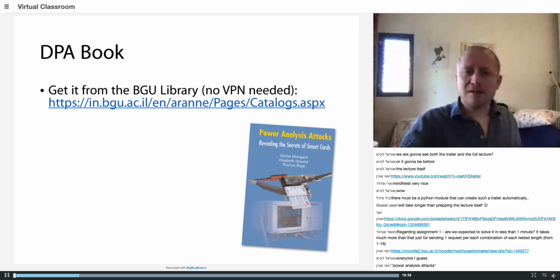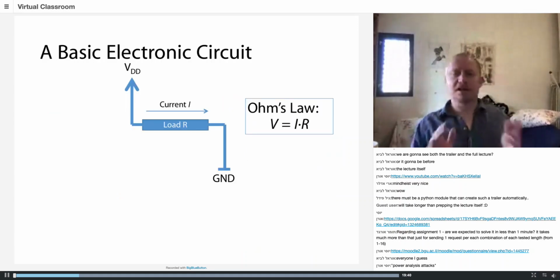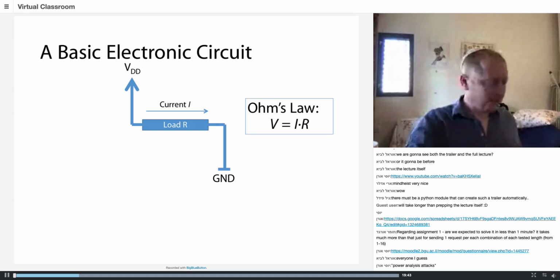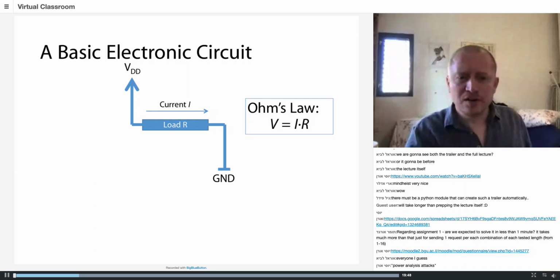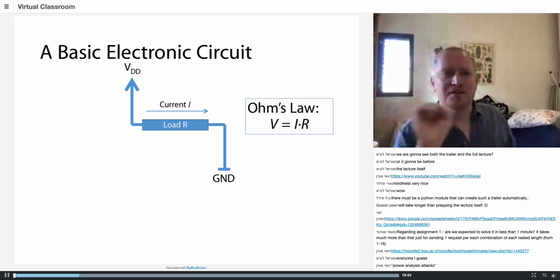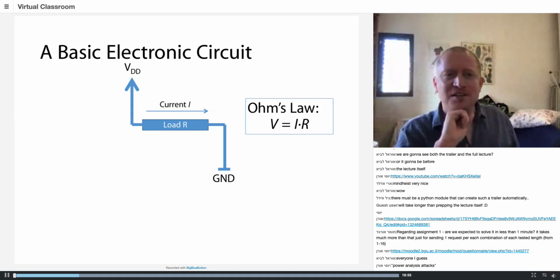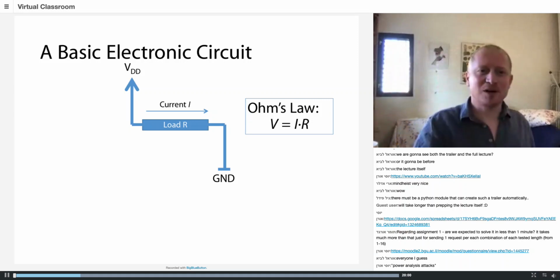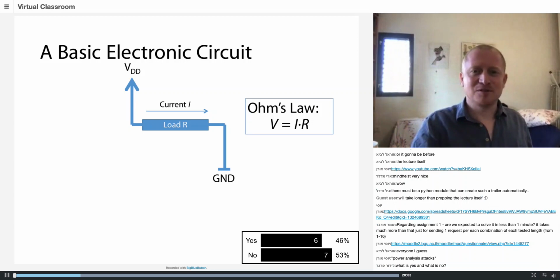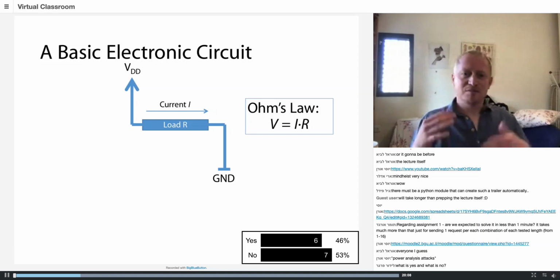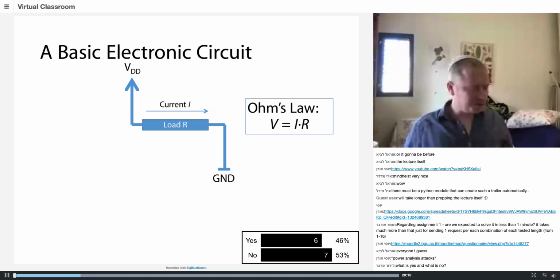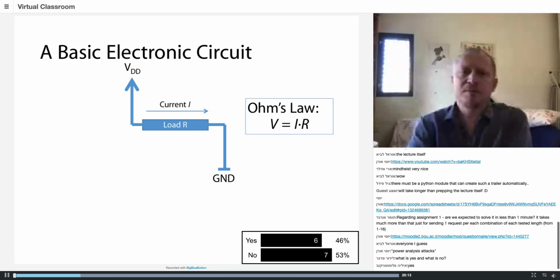So now let's look at the most basic electronic circuit that I can think of. Who here is seeing an electronic circuit for the first time? Who has never seen this figure before? Never seen a basic electronic circuit. Okay, fantastic. So you see, some people have never seen this before. So let's see what we see here. This is a very basic electronic circuit.